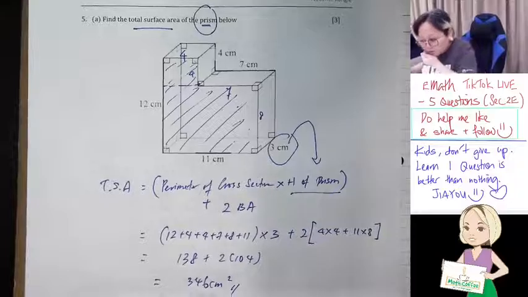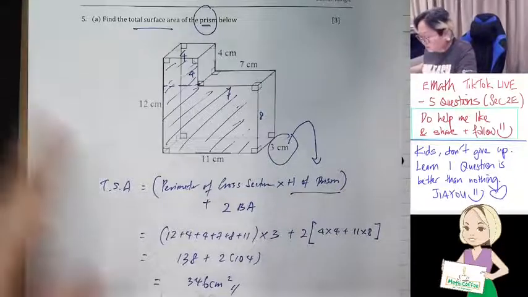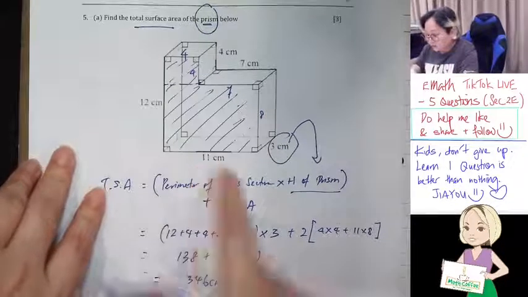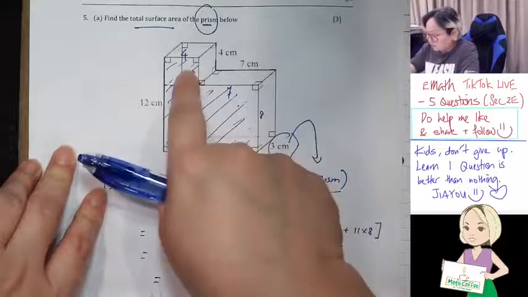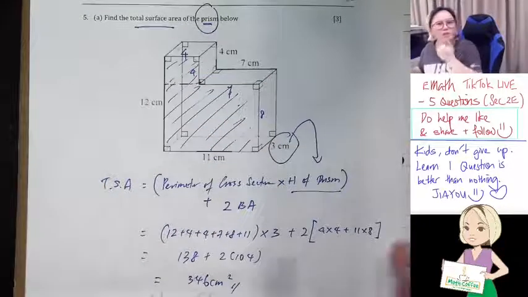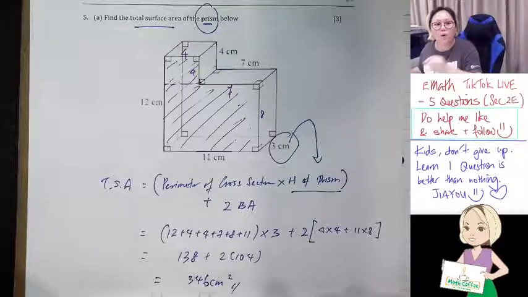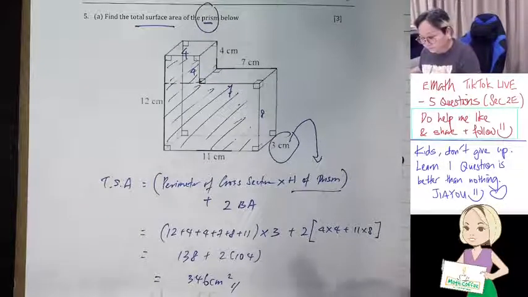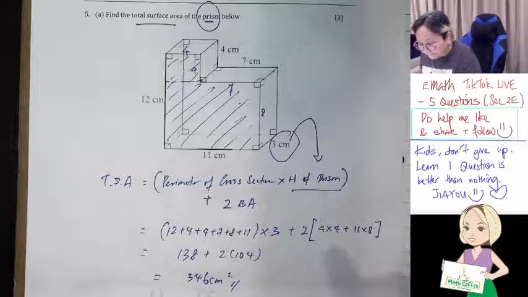I cannot split into simpler shapes like rectangle and square. Yes, you can. You see, that's what I did. I split it into a square and a rectangle. That's to find the base area because this is a composite shape, right? So I break it into a square and a rectangle. Okay.